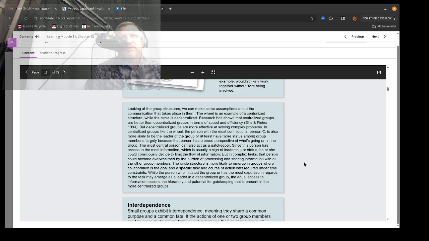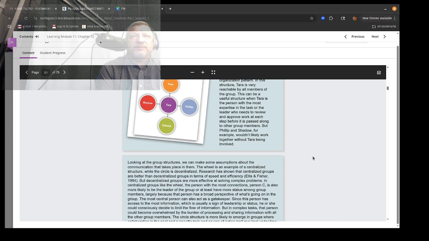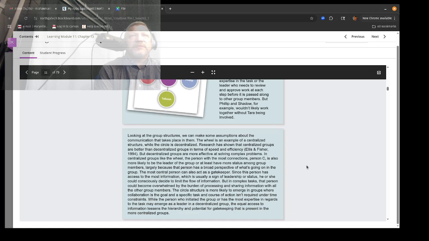When we look at group structures, we can make some assumptions about how the communication happens within them, right? The wheel is a centralized structure, meaning Tara, as we talked about earlier, is essential for the group's success. But the circle, as we talked about first, doesn't work that way, right? It's decentralized communication, meaning people talk amongst themselves and work out the problem solution as a group, maybe better, you hope.